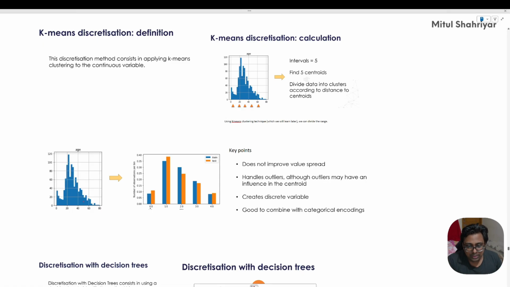So you can see from this age, depending on these 5 centroids, we have divided them into 0, 1, 2, 3, 4. Now you may ask, okay, how did we create 0, 1, 2, 3, 4 from 0, 20, 40, 60, 80? Basically, we have assigned 0 to 0, 20 to 1 and so on. This is how we have done that.